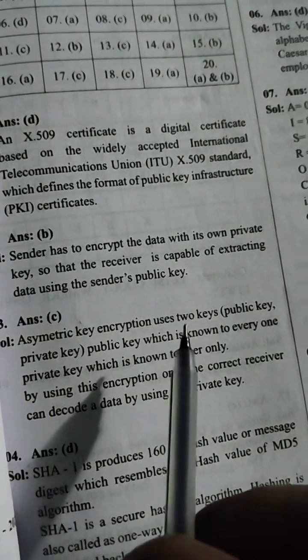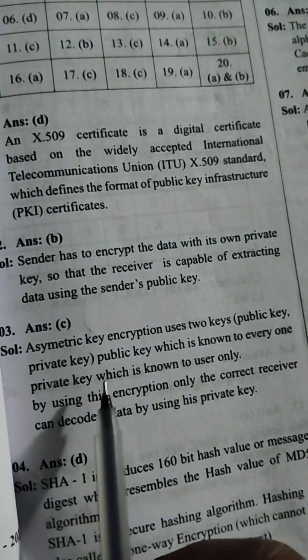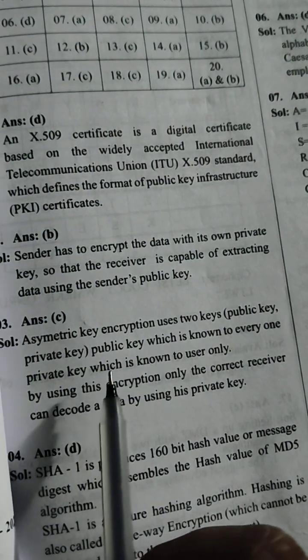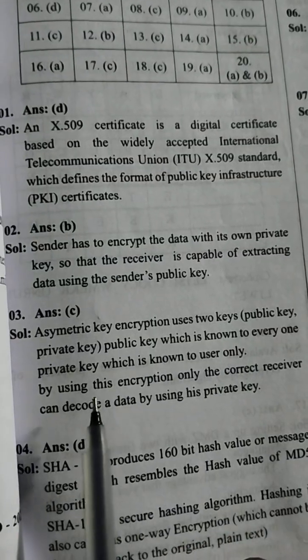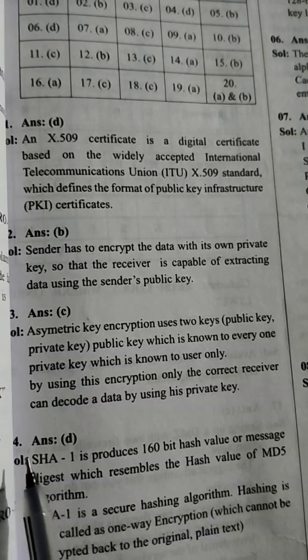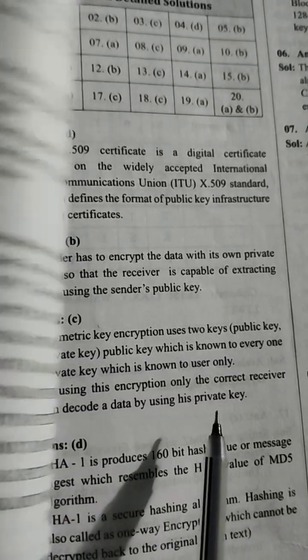Asymmetric key encryption uses two keys: public key and private key. The public key is known to everyone; the private key is known to the user only. By using this encryption, only the correct receiver can decode the data by using his private key.